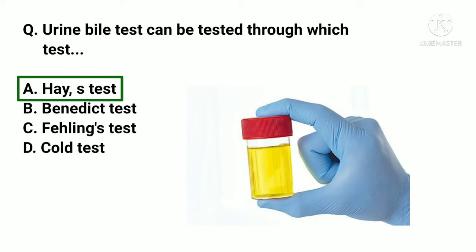Benedict and Fehling's tests are used to detect urine sugar, and the cold test and hot test are used to detect urine albumin.